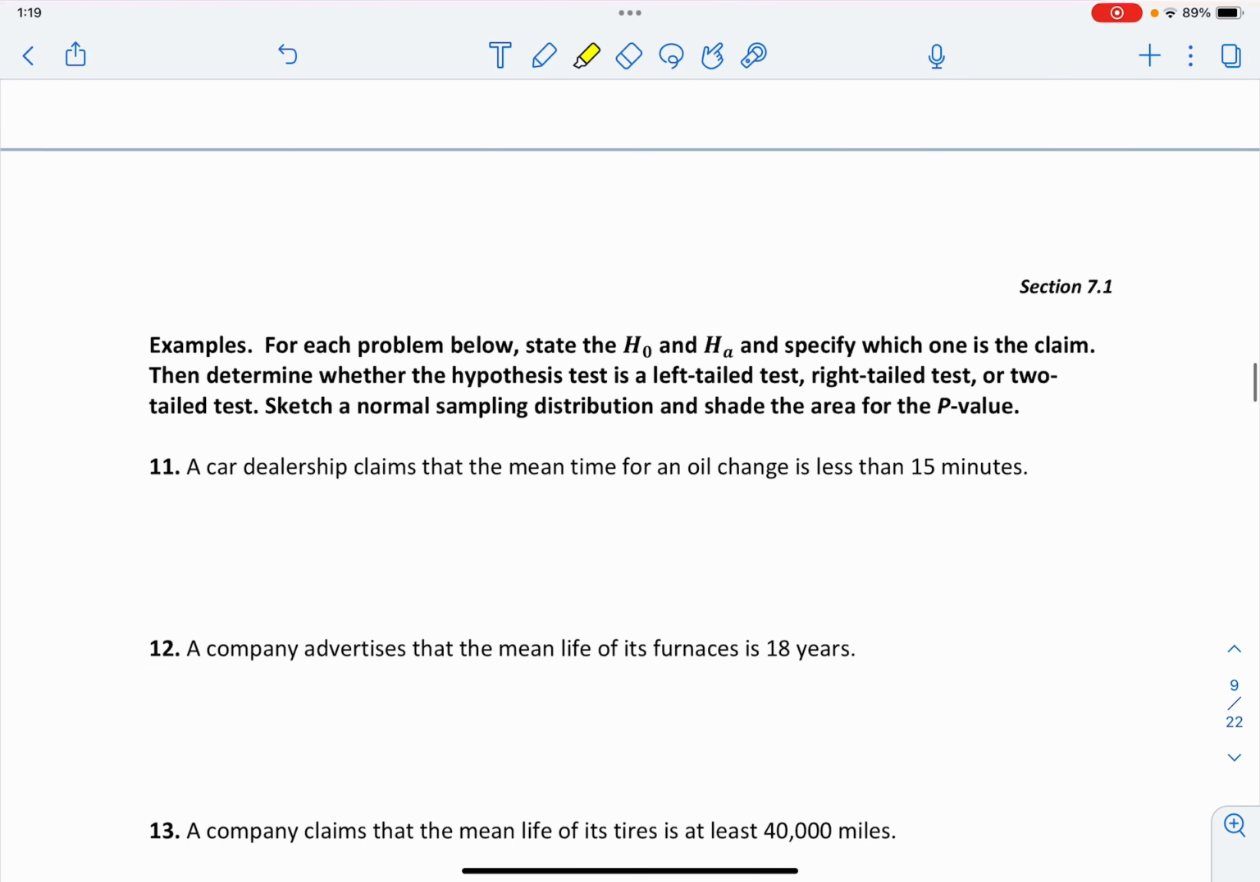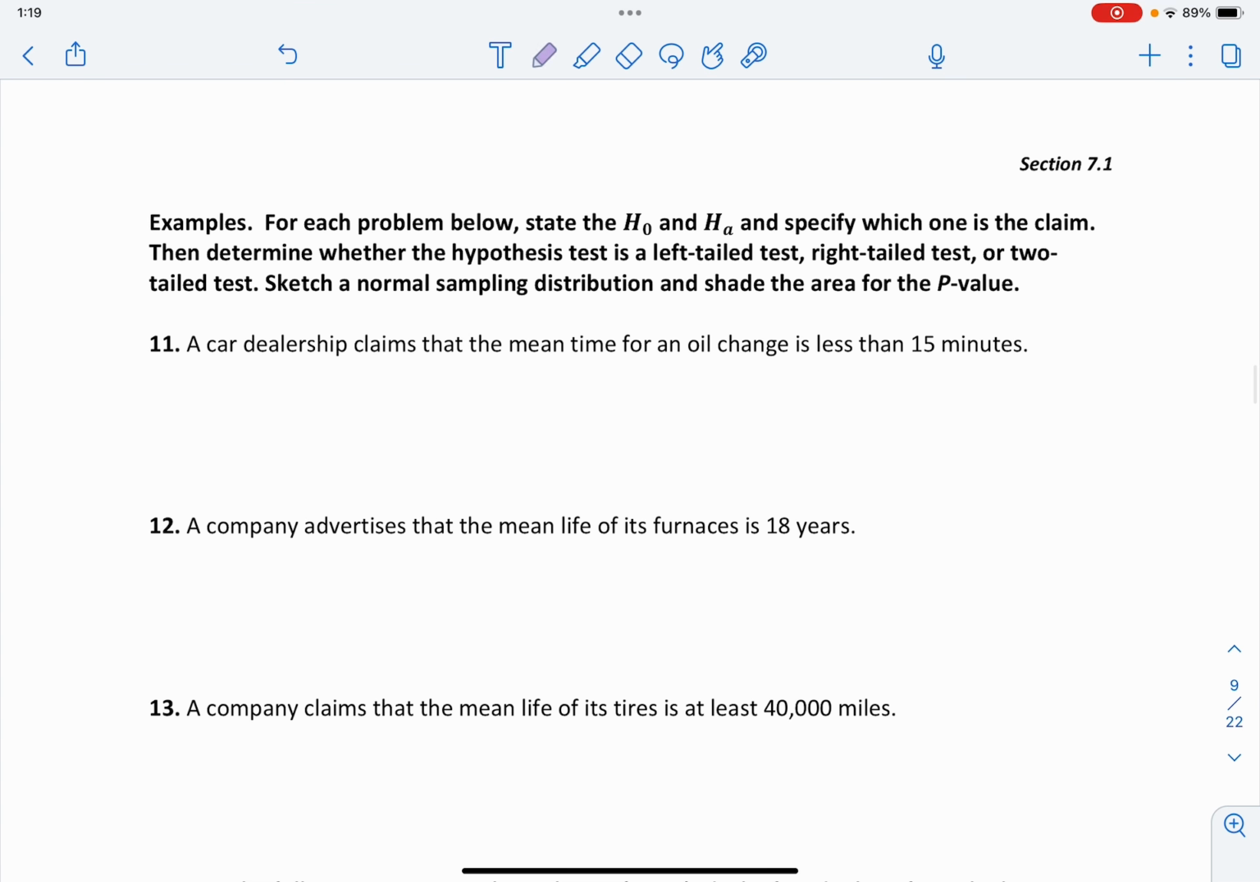Okie dokie. Let's do some examples. So for each problem, let's continue stating the HO and HA, specify which one is the claim, and then what type of test. And then let's see if we can draw the sampling distribution. Okay, so mean is less than 15. Right, that's an HA, right? Because it just has strictly less than. Again, you can go to that chart at the beginning of the section notes if that helps. This was the claim.